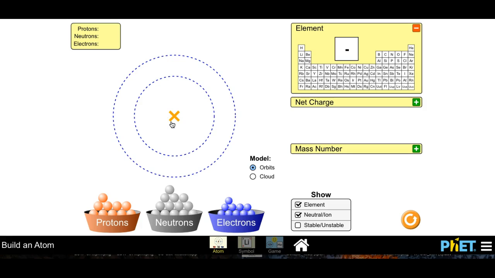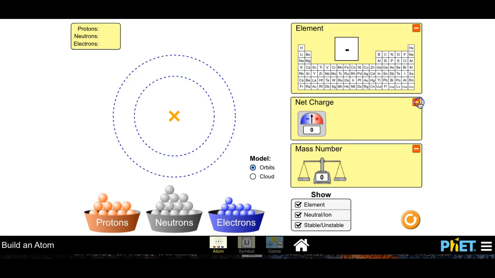Now this is what you'll see at first. Now before you do anything, I want you to click Stable, Unstable, because that's really important. Remember how I said that atoms can be very unstable if you don't have babysitters? Well, you're going to see what that means now. So make sure you click that. Don't really worry about the net charge, but you can definitely put down the mass number here.